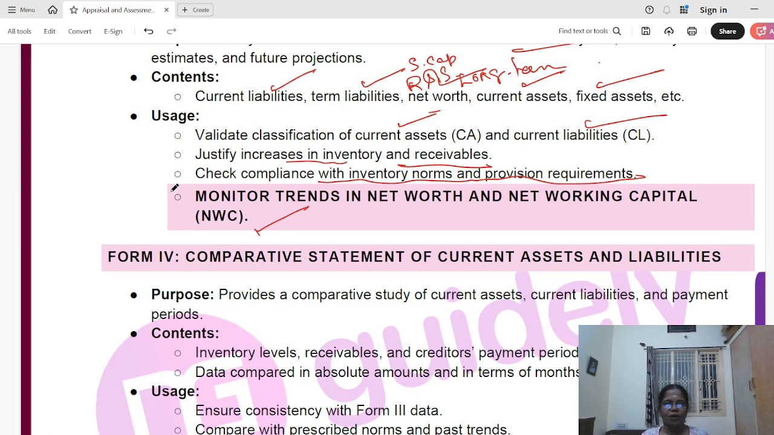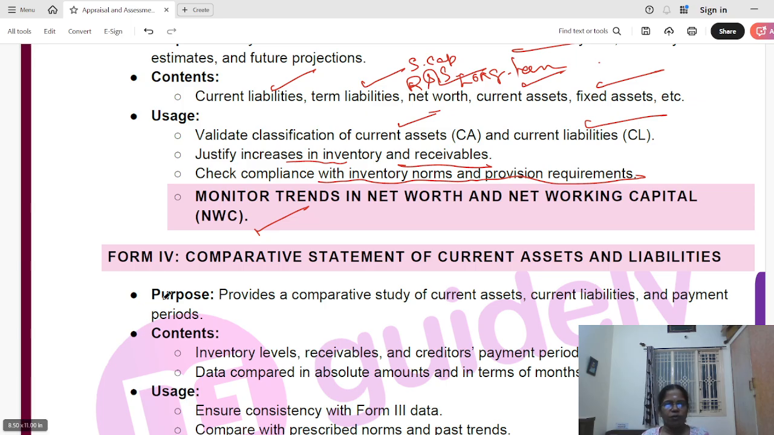Monitor trends in the net worth as well as the net working capital. Finally they have to monitor what is the net worth of a particular business, what is the turnover, what is the total value of that business, and what is the net working capital, that is the excess of current asset, or after paying the current liabilities what is remaining in their hand, whether it is negative in nature or positive in nature.